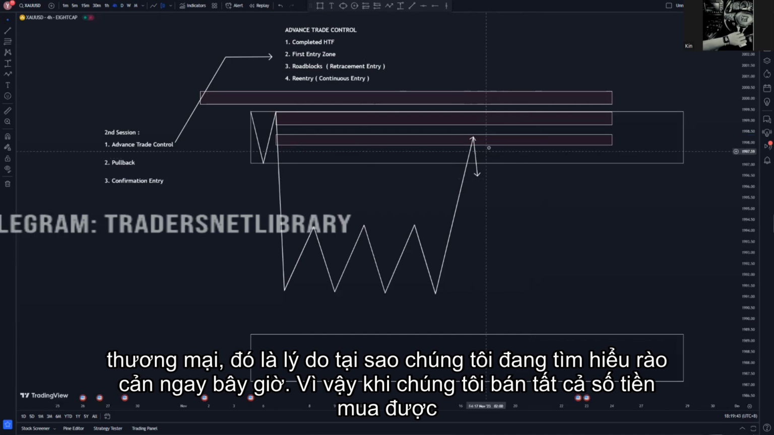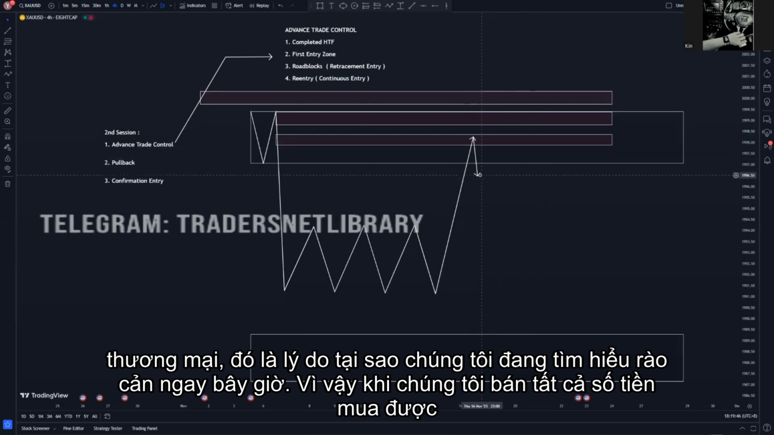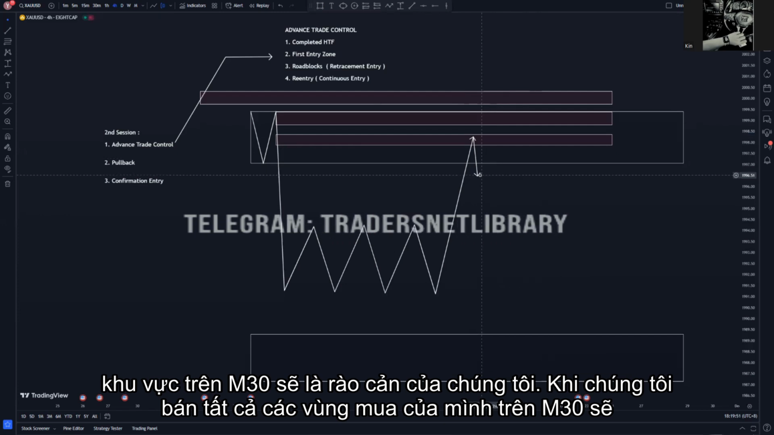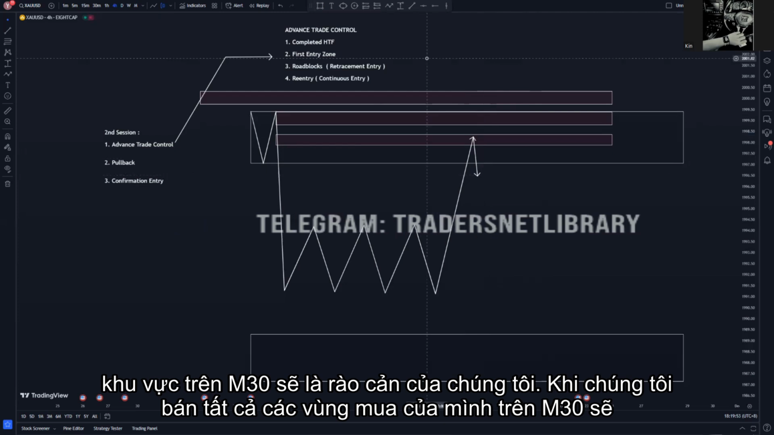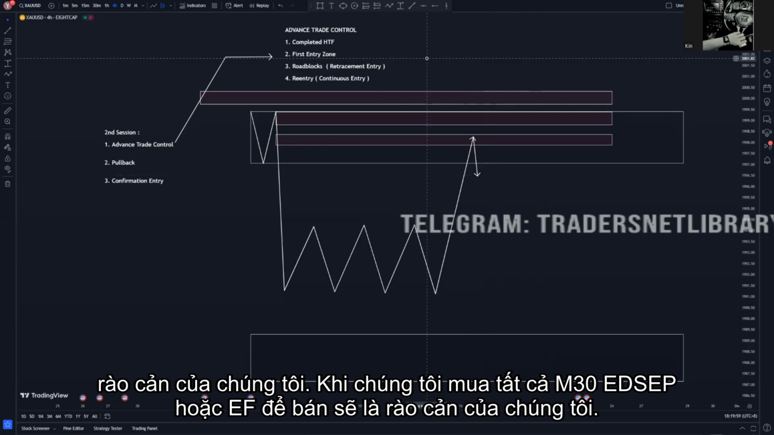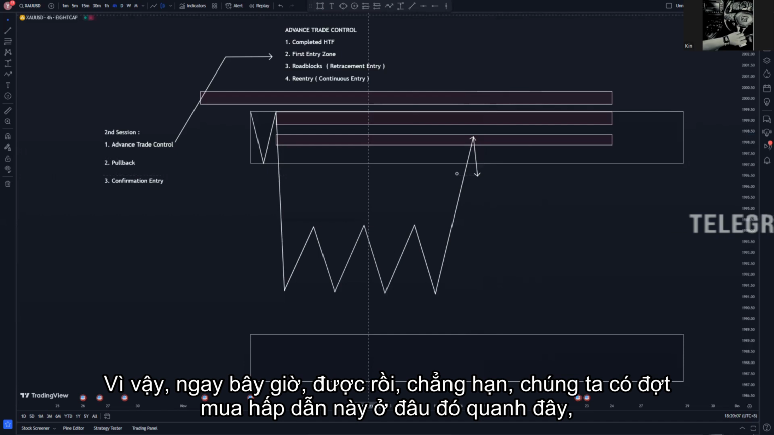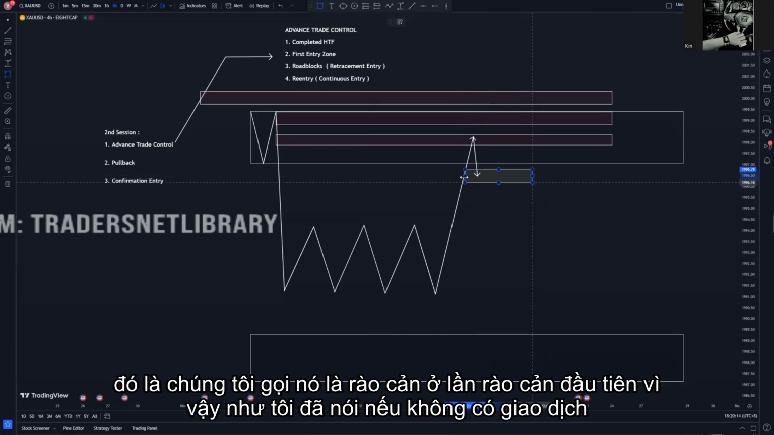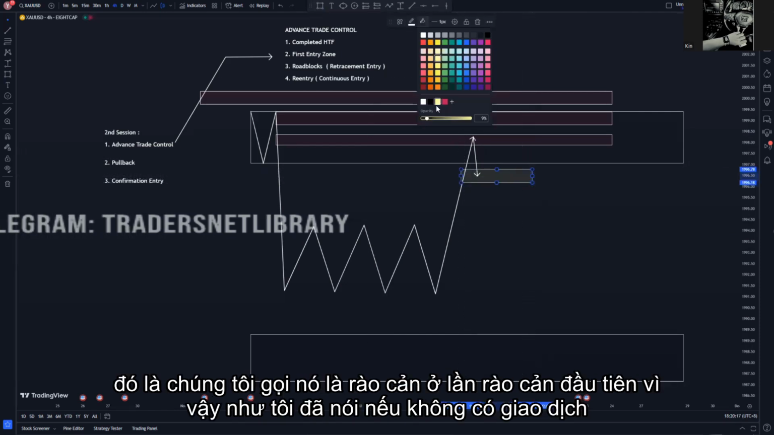When we are selling, all of our buy zones on M30 are going to be our roadblock. When we are buying, all of the M30 EG sell or EF for sell are going to be our roadblock. So right now, for example, we have this engulfing buy somewhere on here, which we call our first roadblock.